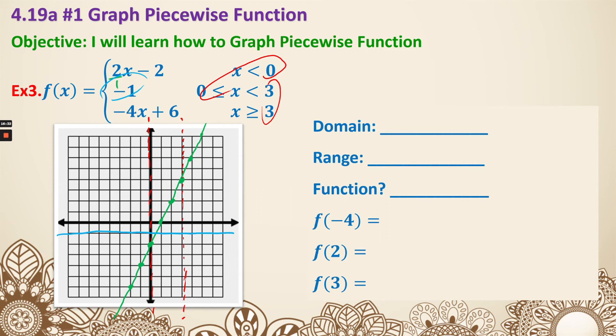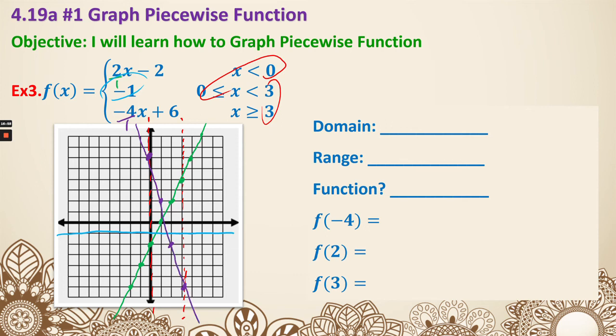And lastly, I have negative 4x plus 6, or negative 4 over 1 x plus 6. So 1, 2, 3, 4, 5, 6, at 6. Then it's down 4 over 1, down 4 over 1, and down 4 over 1. So there is my last line.